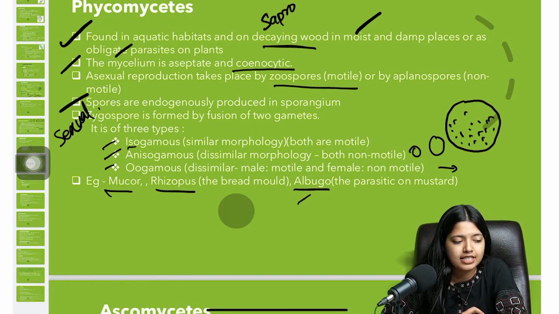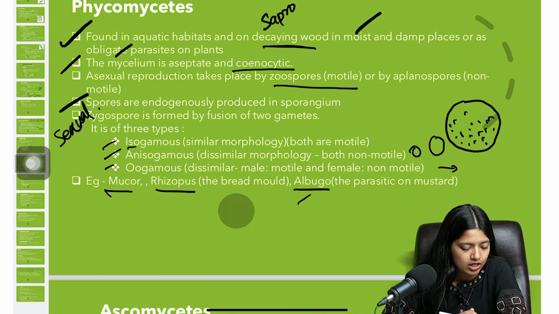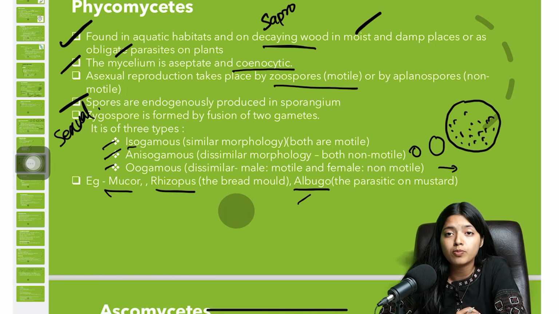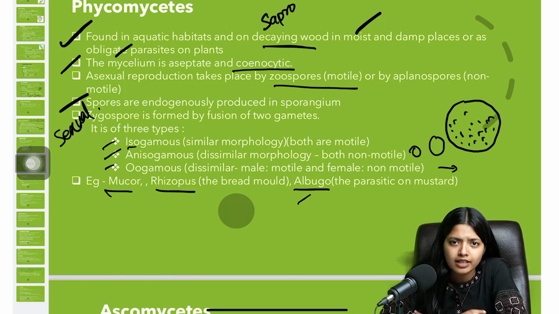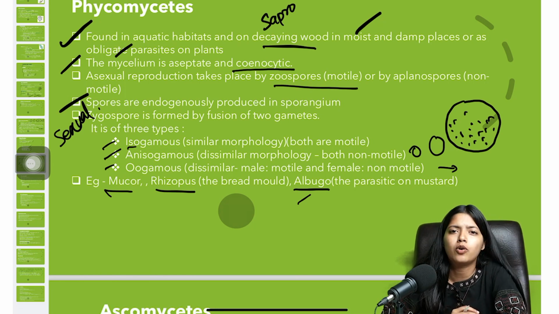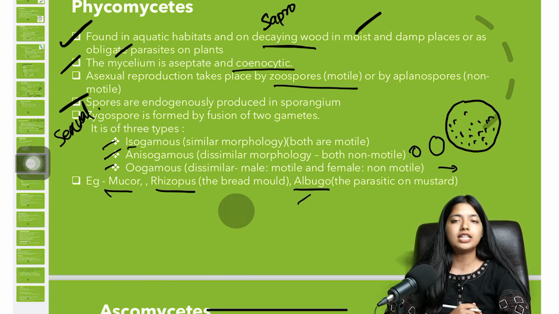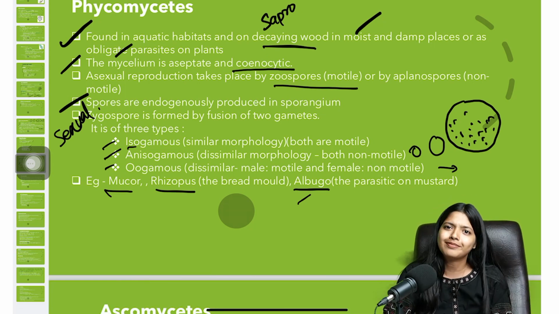Mucor is a parasite that grows on mustard plant. Albugo is the parasite. Mucor, Rhizopus and Albugo. Rhizopus is the bread mold, the fungus that grows on bread. That's a common fungus. I think you all will be familiar with bread mold. And then Albugo, it is a parasite. Okay, so that's phycomycetes. That's simple, right?